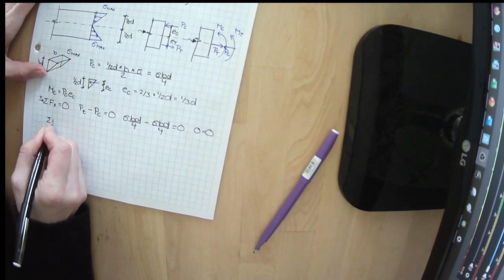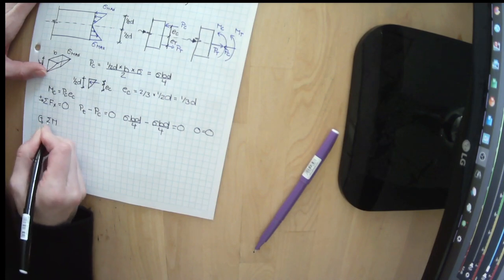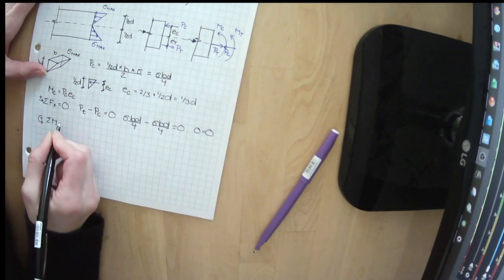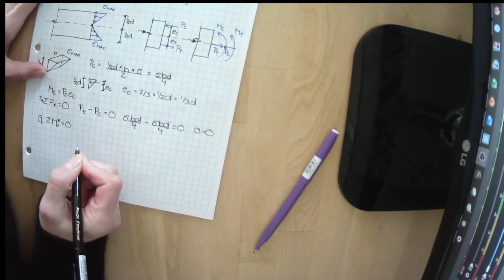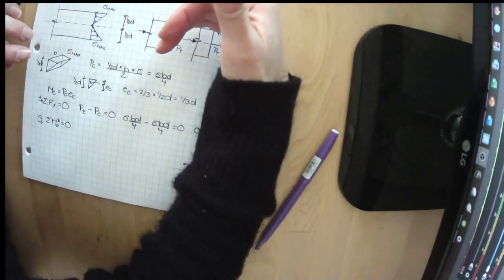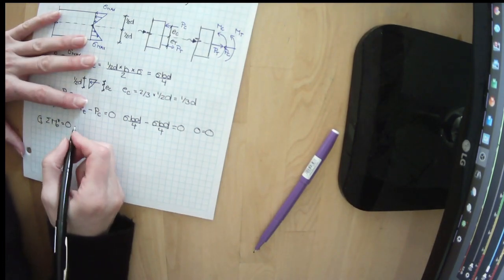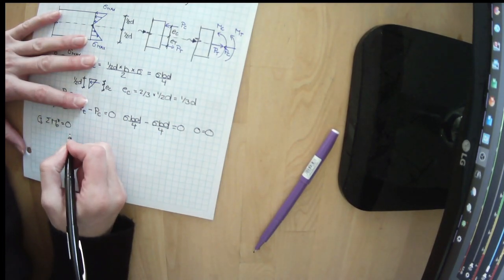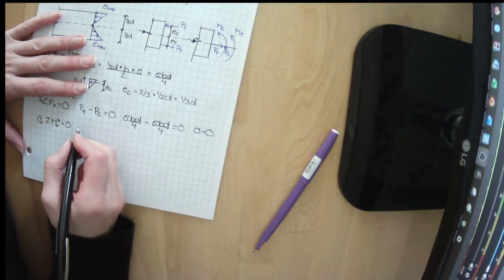Let's sum our moments about our centroid right here, about the z-axis. We have MC spinning in the positive direction and MT spinning in the positive direction. And we want to know what the moment is to keep this in equilibrium.